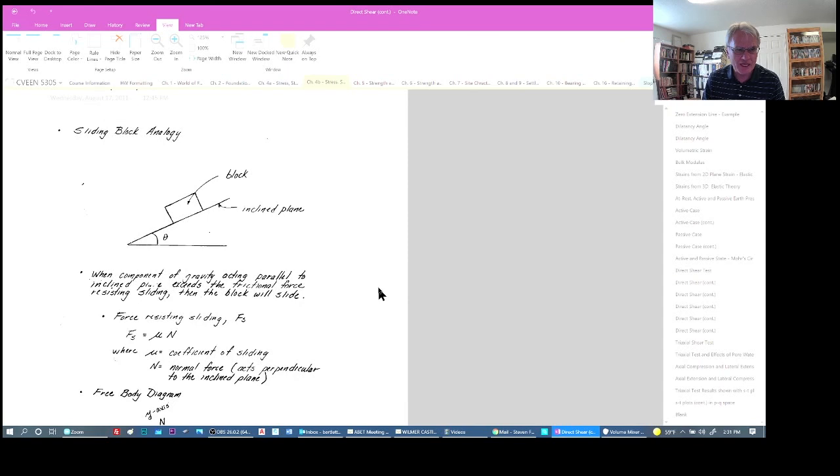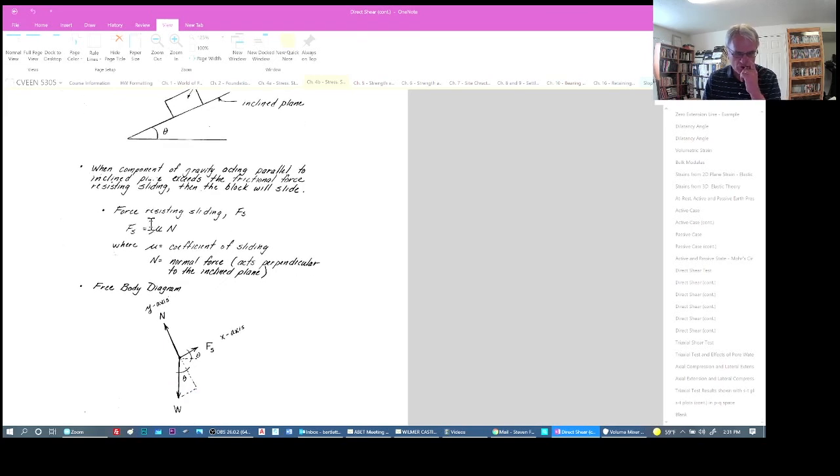So just to give you an analogy for this direct shear, I think the easiest thing to do is go back to your physics where you learned about a sliding block. So there's a block placed on a plane. It's held in place by friction. And then eventually we raise it up to a particular critical theta angle where then the block initiates sliding.